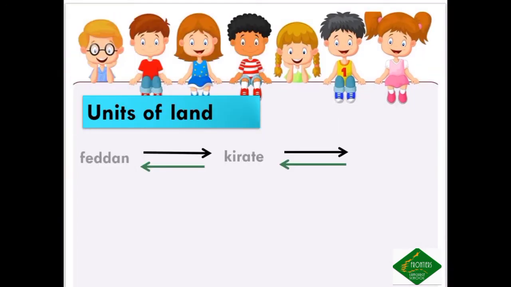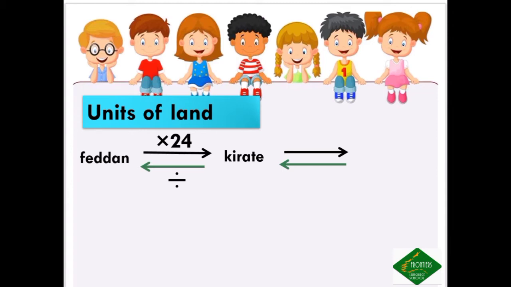The units of land. The bigger unit of land is called feddan. And 1 feddan equals 24 kirat. So if I want to convert from feddan to kirat, I multiply by 24. And if I want to convert from kirat to feddan, I divide by 24.